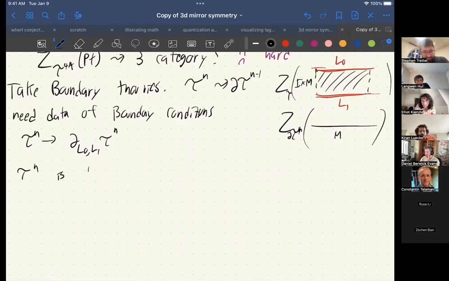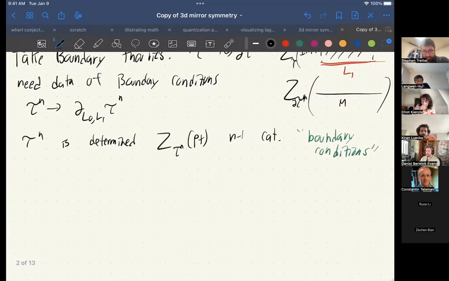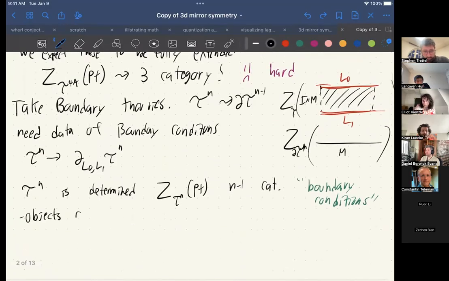theory is completely determined by exactly the thing I was talking about earlier, its value assigned to a point, which is an n minus one category. And physicists call this category the category of boundary conditions. Okay, why is that? Well, it's because this is a category whose objects are the possible labelings that we're allowing earlier. So it's literally a category full of boundary conditions.